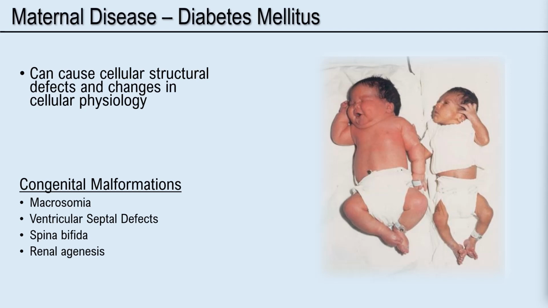We see some of them with macrosomia, as seen in the picture. You can see that these are from similar age babies, but one is much larger than the other. This is macrosomia. We also see some congenital heart defects such as ventricular septal defects, spina bifida, and kidney disorders such as renal agenesis.